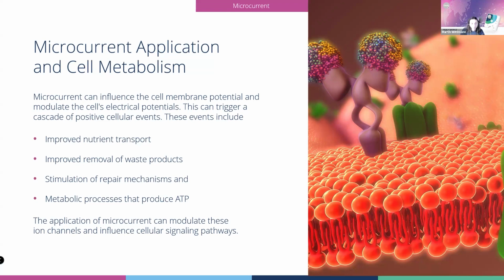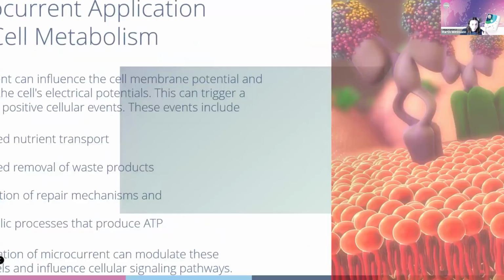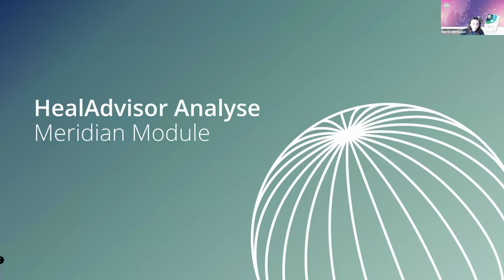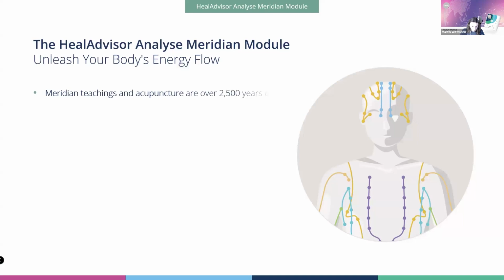And that also already covers the microcurrent part, because in this webinar I can of course not go into depth, otherwise it would take 3 hours or 10 hours. So let's bring it all together. And I chose the Heal Advisor Analyze Meridian module to bring it all together. So how does this module work?